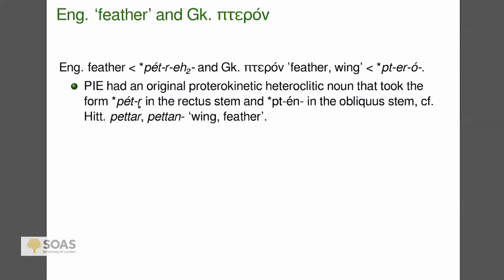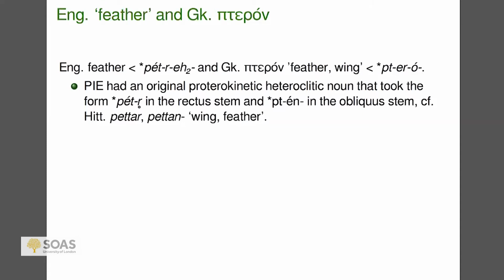So this will maybe give you a glimpse of what an explanation of a phenomenon like this in Indo-European linguistics looks like, but don't get too worried about the details. So originally Indo-European had a proto-kinetic heteroclite, where proto-kinetic is the accent class, and heteroclite refers to nouns that have an R ending in the nominative, but an N ending in other forms.